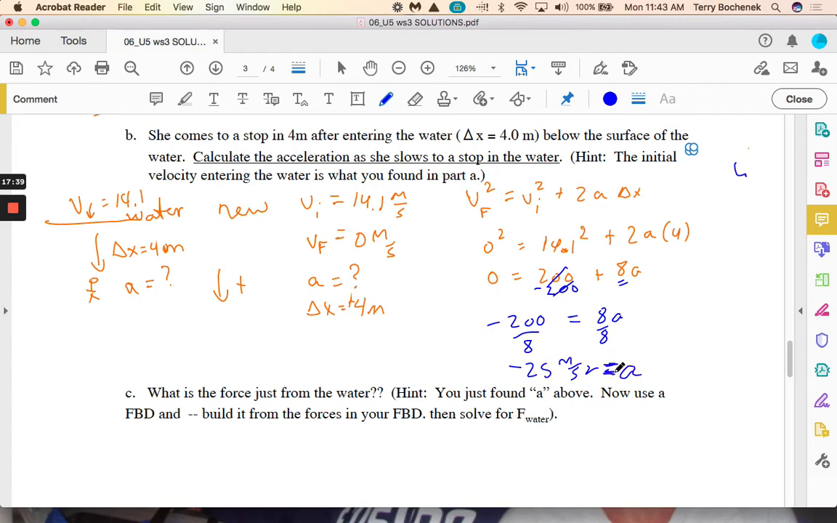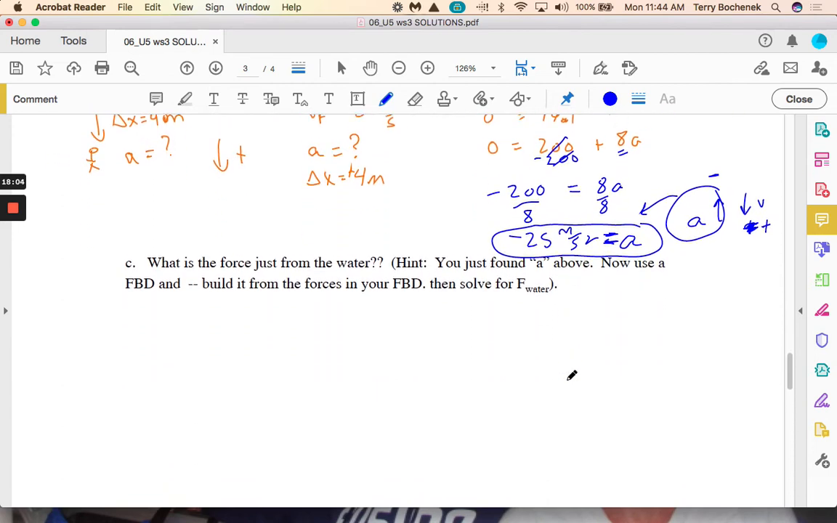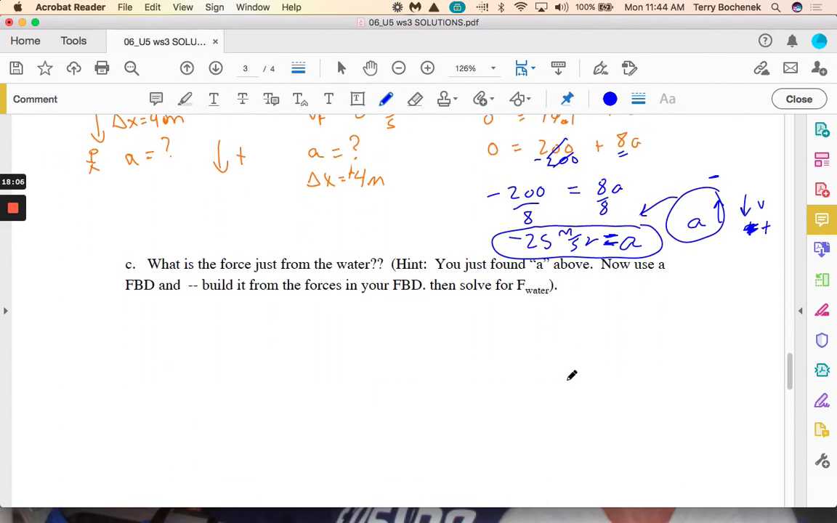Why did I get minus on the 25? I got minus on the 25 because the acceleration points upwards. If our velocity was downwards, the acceleration is in the opposite direction if I slow down. And we were calling velocity in the downward direction positive, so the upwards direction has to be negative, and that's why we got a negative on the acceleration. So that is the right sign for the acceleration.